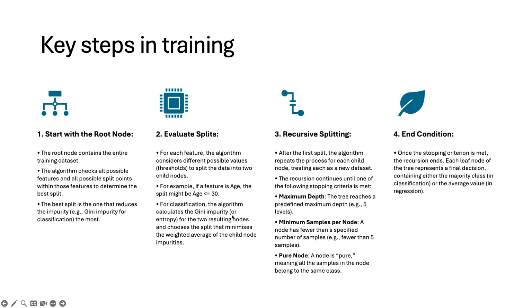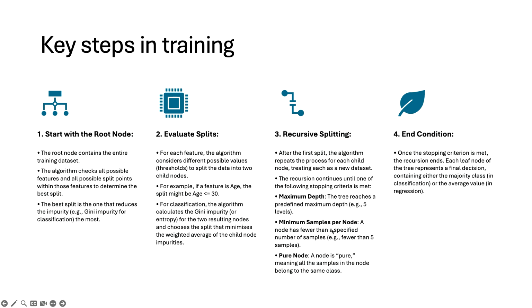Or for example, if age is under 30, then we group these samples into this branch, and the others into this one. This is called a decision threshold. Each time of training, it changes. For classification purposes, we use, for example, Gini impurity. So we recursively split our dataset until we have pure nodes.